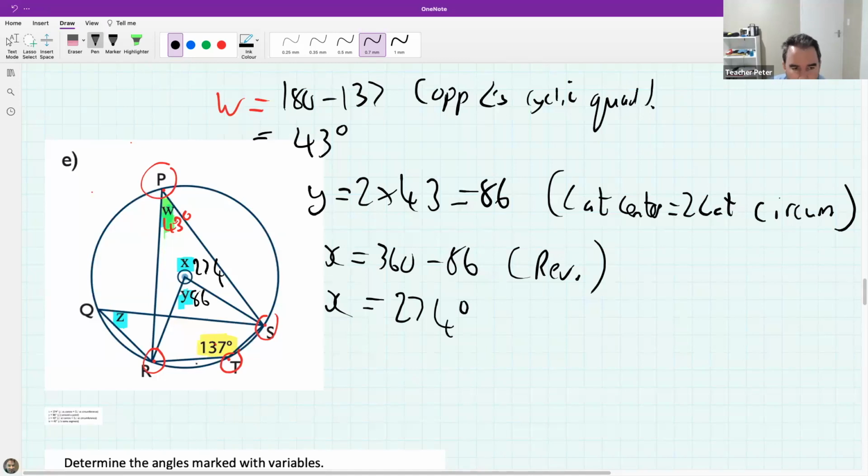And then what would z be? I've just thought that for z, maybe I could join r and s, use that as a base, and make this angle up here. So what does that force z to be?